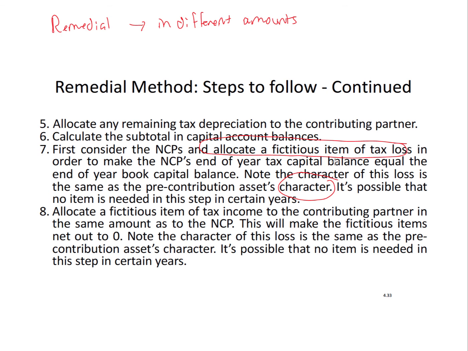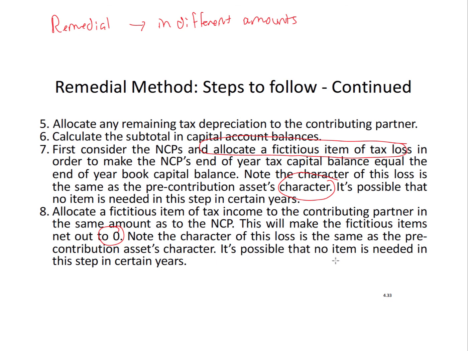So we do loss to the non-contributing partner to balance it out, and then we do a fictitious item of tax income to the contributing partner in the same amount as the NCP. This results in a net out to 0. That's why I call it nominal earlier. Note the character is the same as the pre-contribution asset's character. It's possible no item is needed.